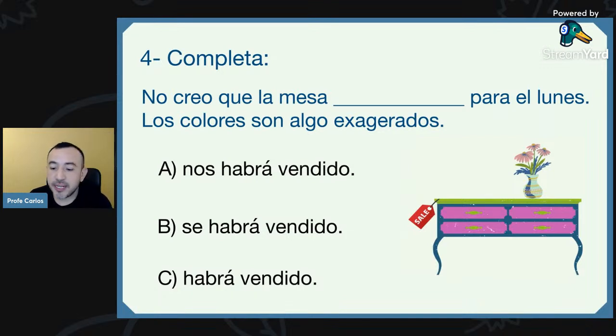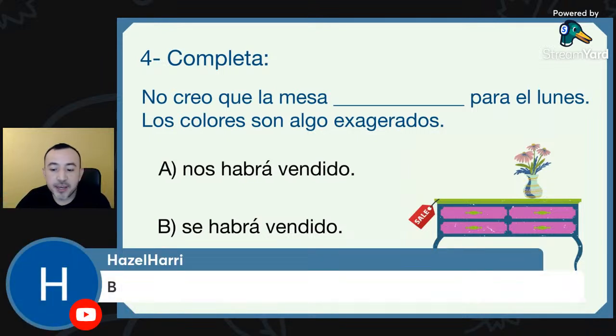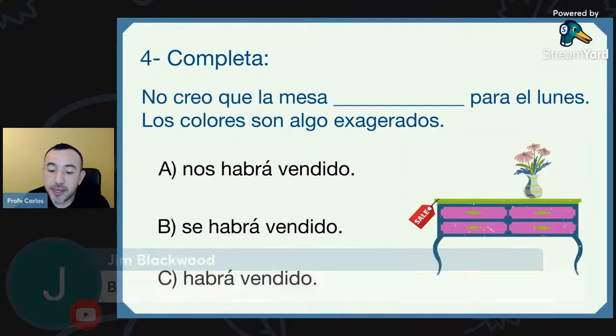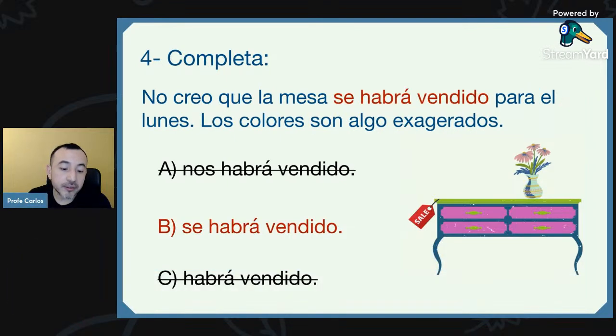Let's go with the letters. Hazel is betting for B. Pudding Smart is also betting for B. Jim, B. And guys, you are correct. That is amazing. No creo que la mesa se habrá vendido para el lunes. Los colores son algo exagerados.